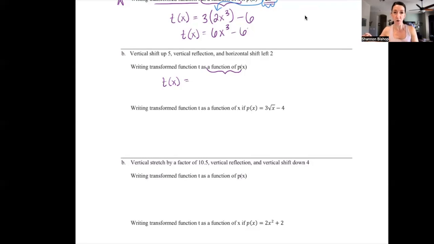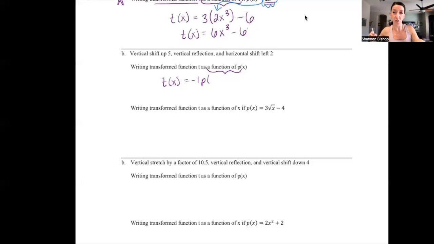So on this one, a vertical reflection means that there's a negative A value on the outside. And since it doesn't say stretch or compress, I know it's just a negative 1 technically is what that is. You could just put a negative P of X, but I'm going to put -1 just to kind of be explicit. And then as I get ready to write P of X, I'm looking back. What else do I have here? Oh, a horizontal shift left 2.